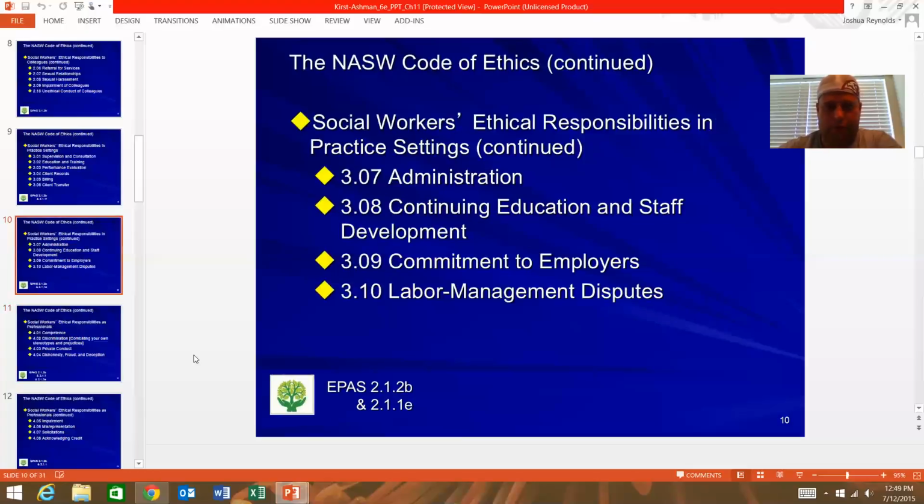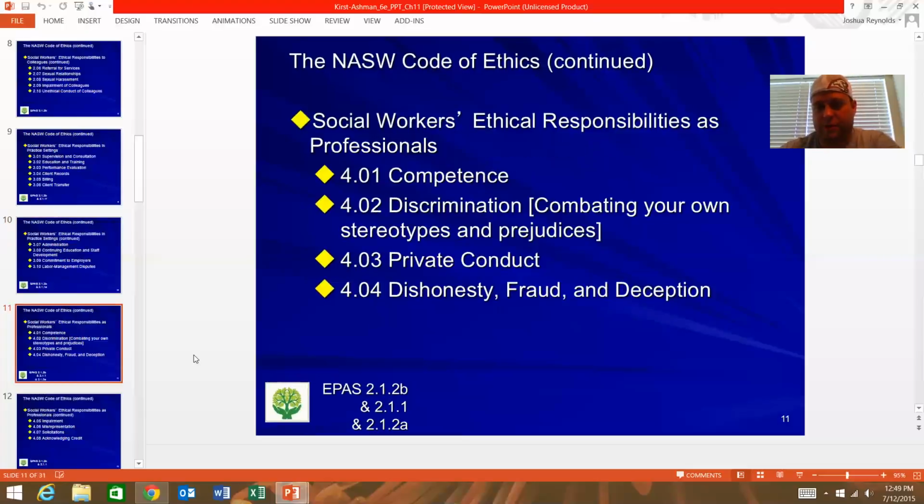So that was ethical responsibilities in practice settings. This is as professionals, competence in work. Discrimination, knowing yourself, knowing your stereotypes and your prejudices, and we all have them, and we need to figure out what they are and start working on them. There's a little section on that a little bit later. Private conduct, not having your business out in the open or clients' business out in the open. So I mean, this is pretty basic stuff.